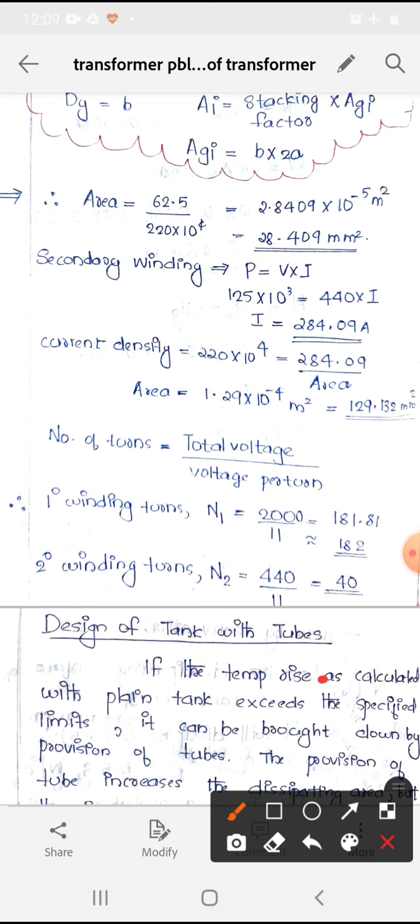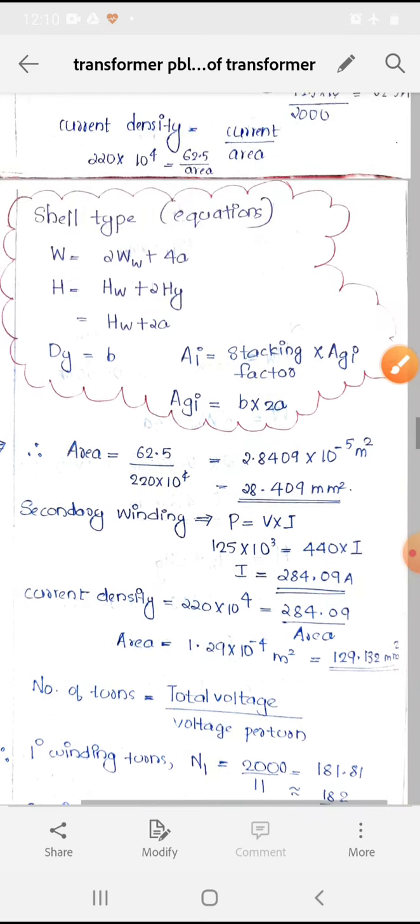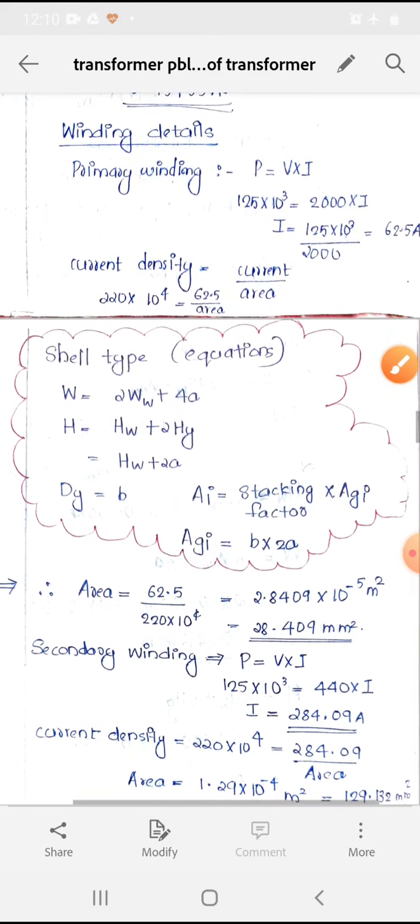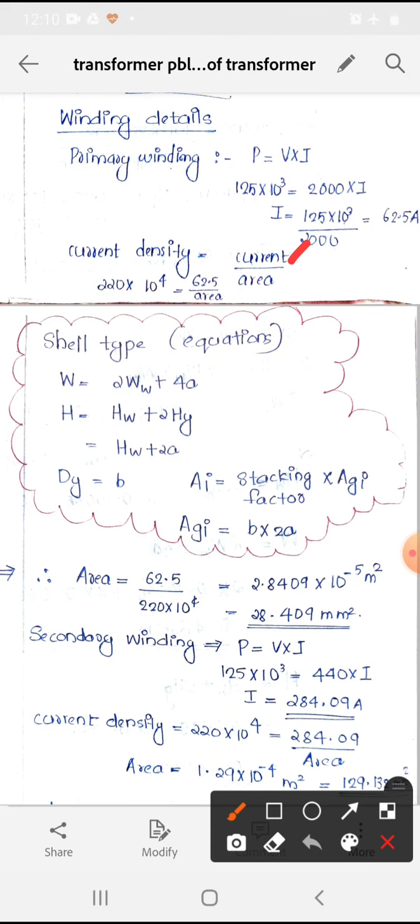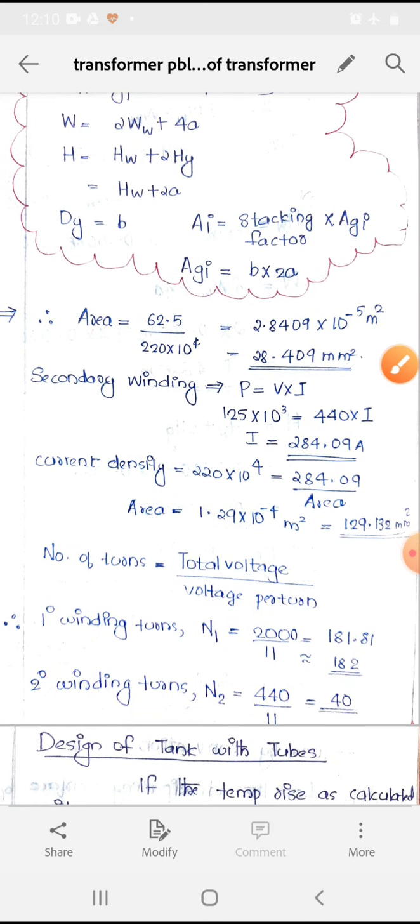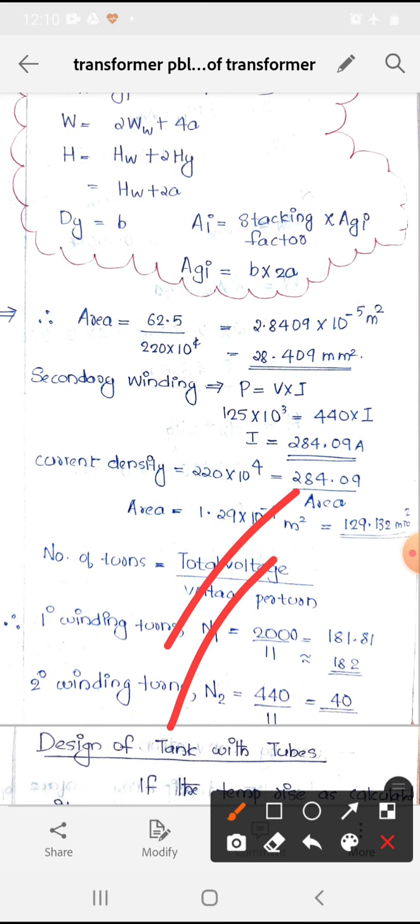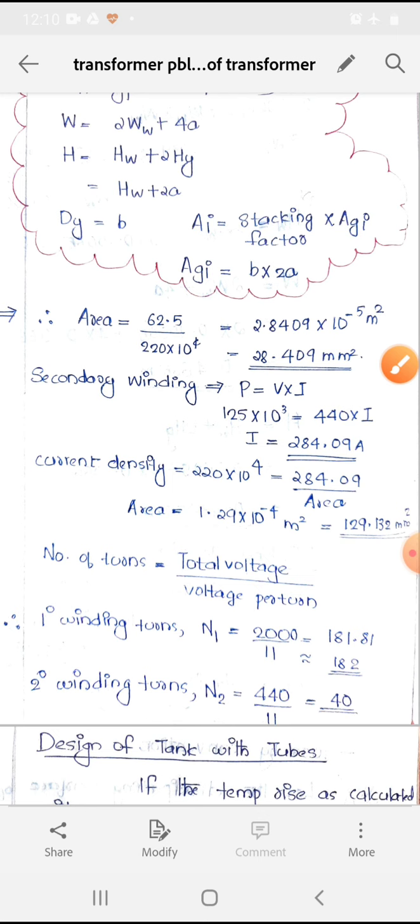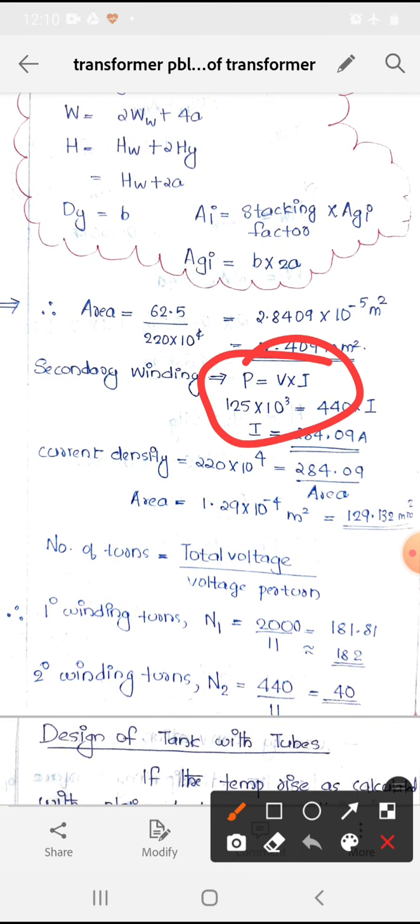And also the secondary winding turns, N2 is equal to secondary side voltage by voltage per turn, that is equal to 40. So additionally we found the winding details also. So in the question, if the winding details are asked, we need to find the current, then area of the primary side as well as the secondary winding, and also we need to find the number of turns in primary and secondary. For three phase winding, this equation will be changed.